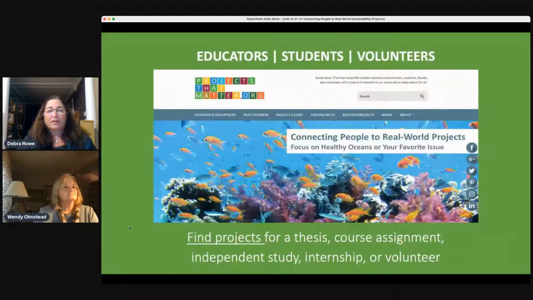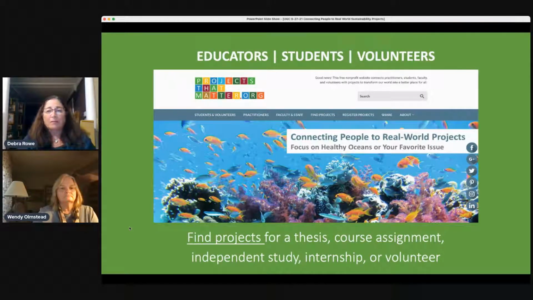Next slide. Educators, students, and volunteers, go find projects. You can use them for a thesis. You can use them for a course assignment, for an independent study. You can do it for an internship. Or maybe you've already graduated, or you don't fit into any of those and you just want to be a volunteer. Anybody can go on this site and look for projects that they want to work on.